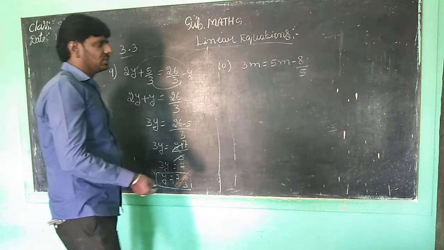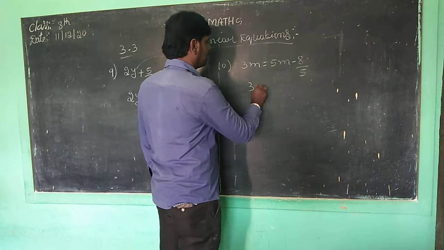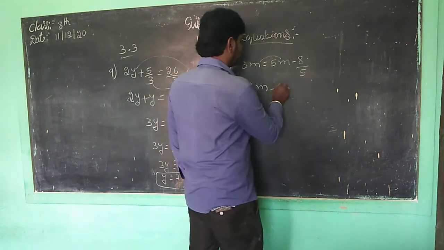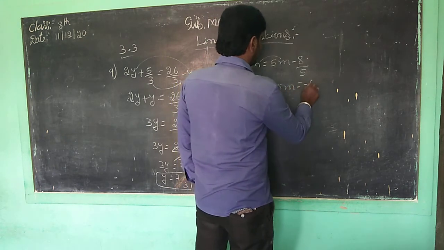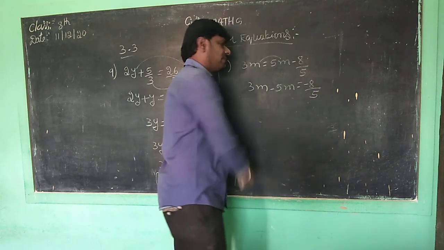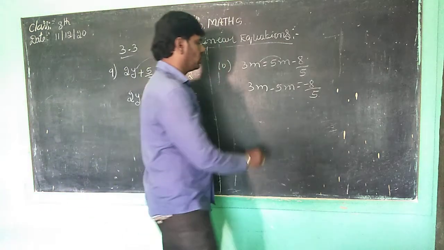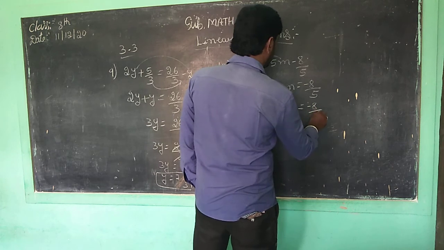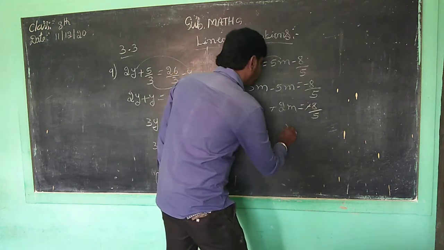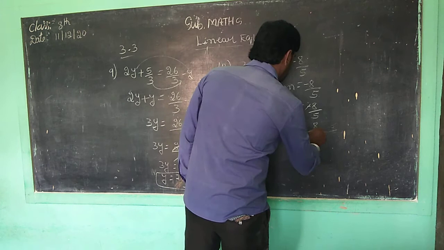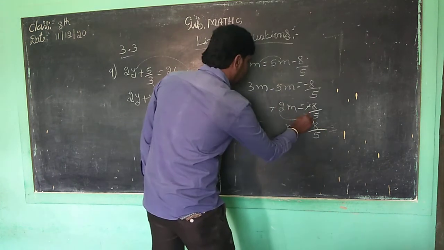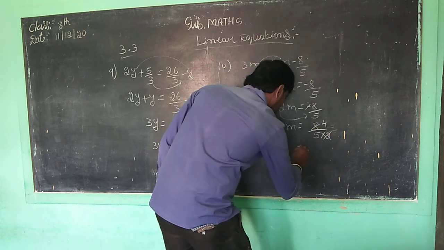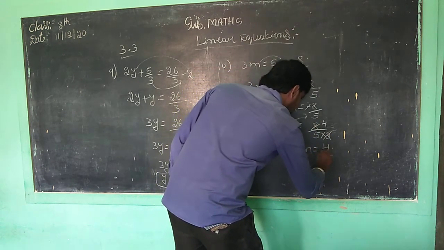Children, now you want to take here also 3m. This 5m will transport into the left hand side, is minus 5m is equal to minus 8 by 5. Minus 5m plus 3m is equal to minus 2m is equal to minus 8 by 5. Children, minus minus will cancel. m is equal to 8 by 5. This 2 will come into denominator into 2. 2 1s are 2, 4s. So children, now we want to write here m is equal to 4 by 5.